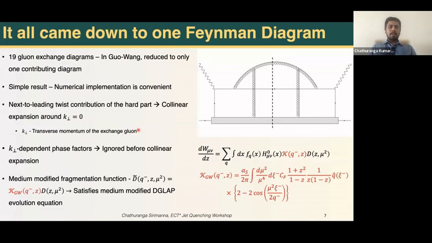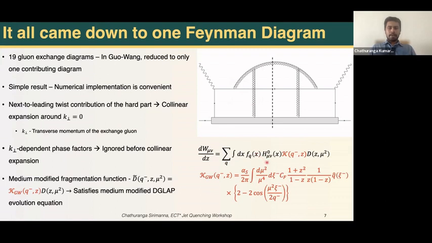And first, let's talk about GW calculation. And in their calculation, they use all 19 gluon exchange diagrams, and they use collinear expansion around k-perp equal to 0 to calculate next to leading twist contribution to the hard part. Here K-perp is the transverse momentum of the exchange gluon. And importantly, they ignore the K-perp dependence in the phase factors in their calculation, which leads to only one contributing diagram as shown here. Because of that, their result is simple.